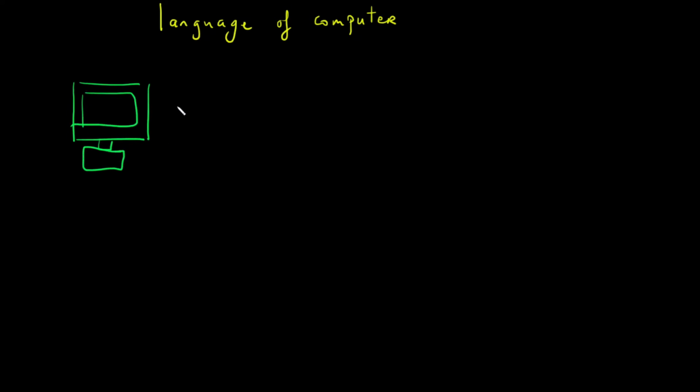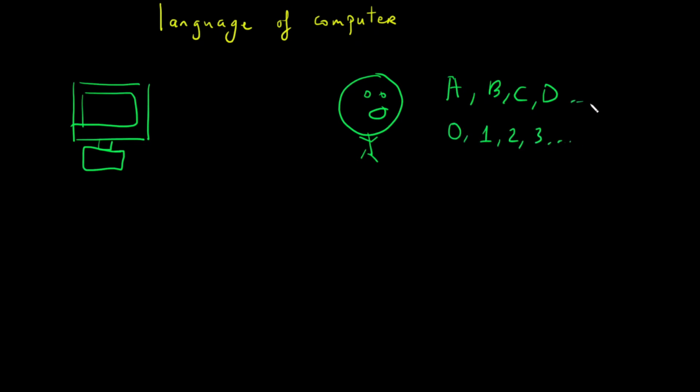So you may wonder, let's say I have a computer, some PC that you are using. How can a computer read? For us humans, when we read, we read alphabet like A, B, C, D, or even numbers like 0, 1, 2, 3, and many more. But specifically for the computer, what type of language is it reading, how does it comprehend? So the language of the computer is called binary.